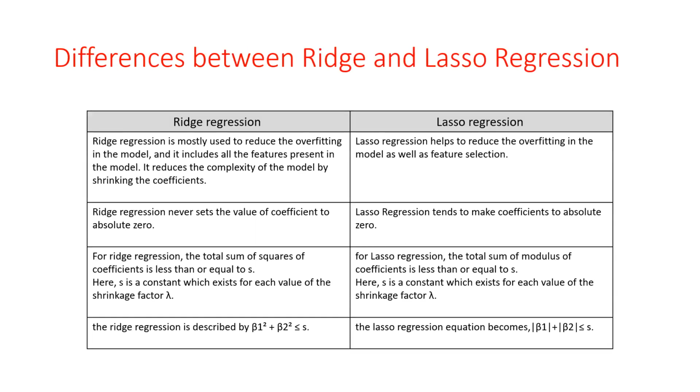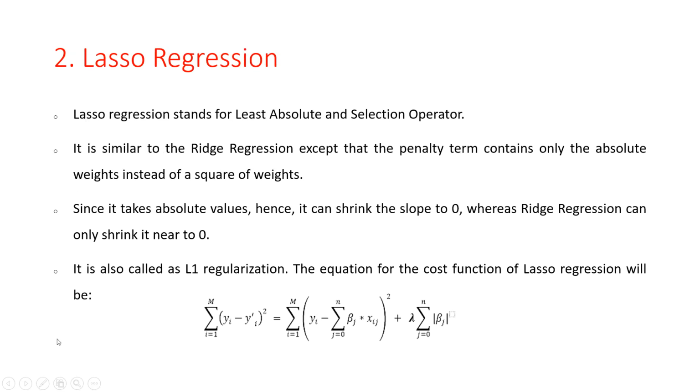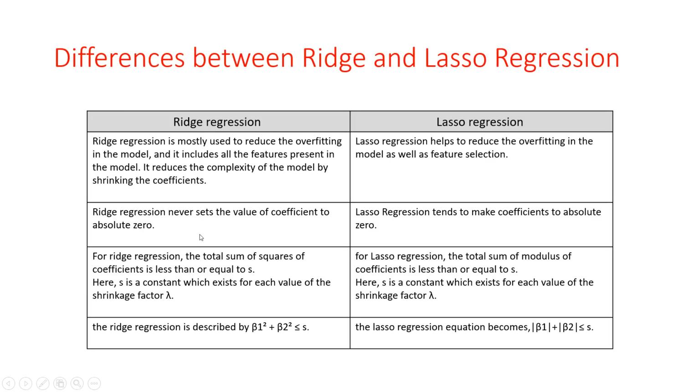Next is the difference between ridge and lasso regression. Ridge regression is mostly used to reduce overfitting in the model, and it includes all the features present in the model. It reduces the complexity of the model by shrinking the coefficients. Lasso regression helps to reduce overfitting as well as perform feature selection. The second difference is that ridge regression never sets a coefficient to absolute zero, but lasso regression tends to make coefficients absolute zero. In ridge regression it is near zero, not exactly zero, but in lasso regression it tends to zero.